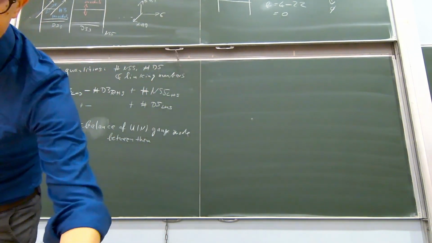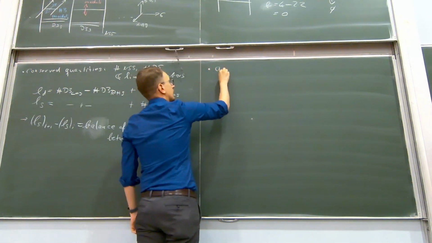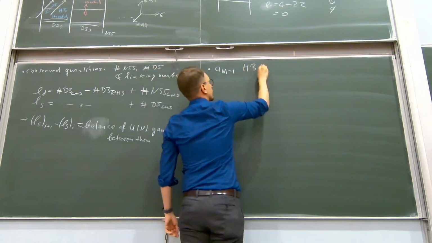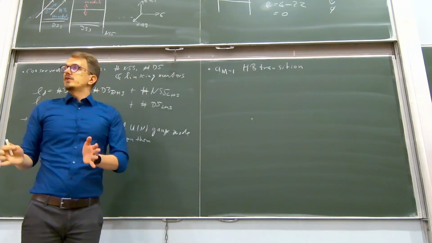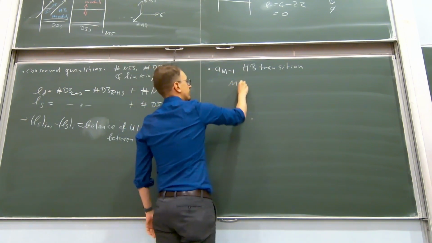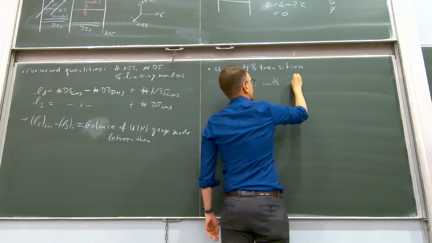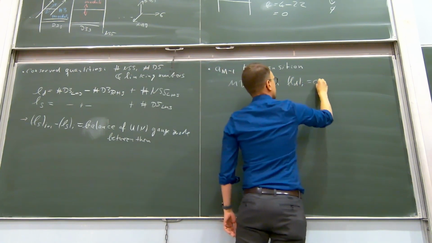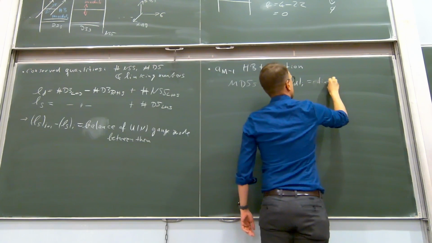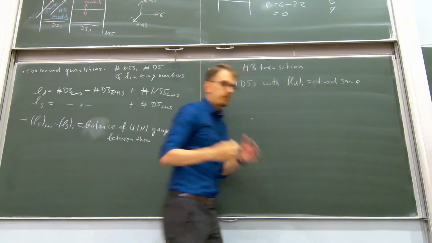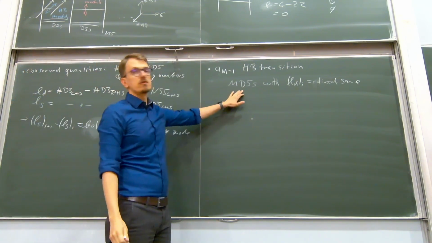Now, why am I telling you this? I'm telling you this because there's the first transition that we want to look at. It is the A_{m-1} Higgs branch transition. For this transition, I want to look at m D5s with the same linking number as a starting point.